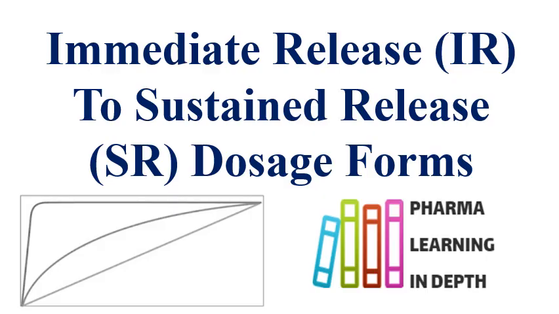So how is the API formulated into immediate release formulation or sustained release formulation or modified release formulations, and what are the reasons for making the immediate release and the sustained release dosage forms? Many times the immediate release formulations are converted to the sustained release type of formulations. So why is this done?